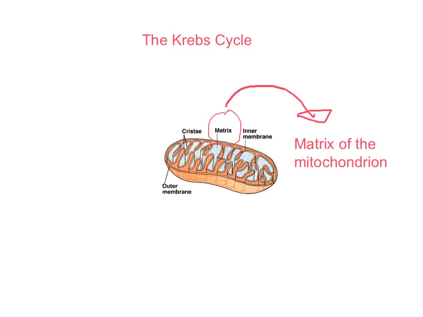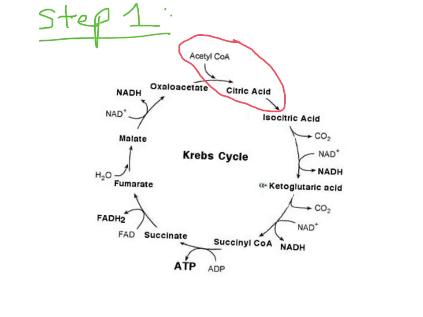The Krebs cycle occurs in the matrix of the mitochondrion. Each reaction is catalyzed by a specific enzyme for that reaction. As you can see in the picture, the matrix is the middle of the mitochondrion. Step 1 of the Krebs cycle begins with acetyl-CoA from pyruvate oxidation reacting with oxaloacetate to form citrate.